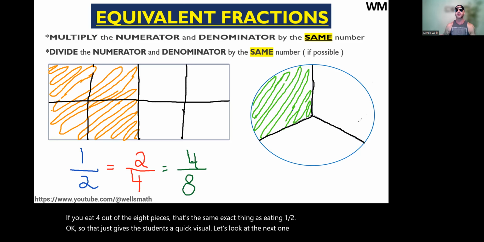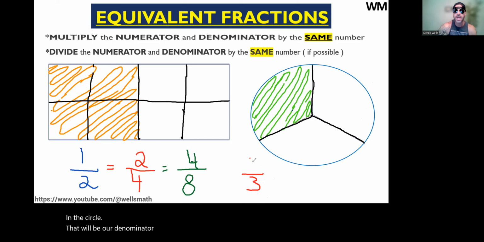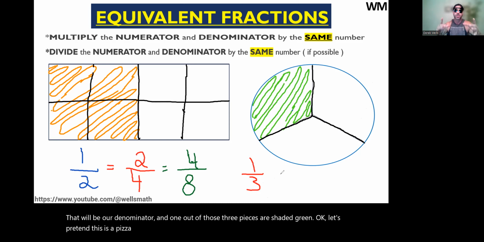Let's look at the circle. All right. Obviously, there are 3 total pieces in the circle. That will be our denominator. And 1 out of those 3 pieces are shaded green. Okay. Let's pretend this is a pizza. Okay. There's like a personal pan or something, and there's 3 total slices, and you get 1.